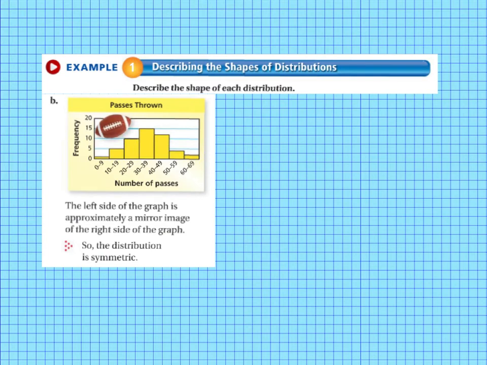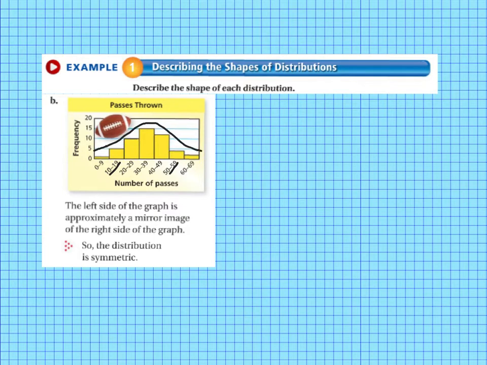We're going to move on to example 1B. We're looking at passes thrown in a football game. So this is a histogram, and we can see the shape of this. And so it says the left side of the graph is approximately a mirror image of the right side of the graph. So there's that word approximately again. So it's not exactly a mirror image. You can see like at the end, the 50 to 59 and the 10 to 19 aren't exactly the same height. And there's a couple of other little differences, but they're very close.